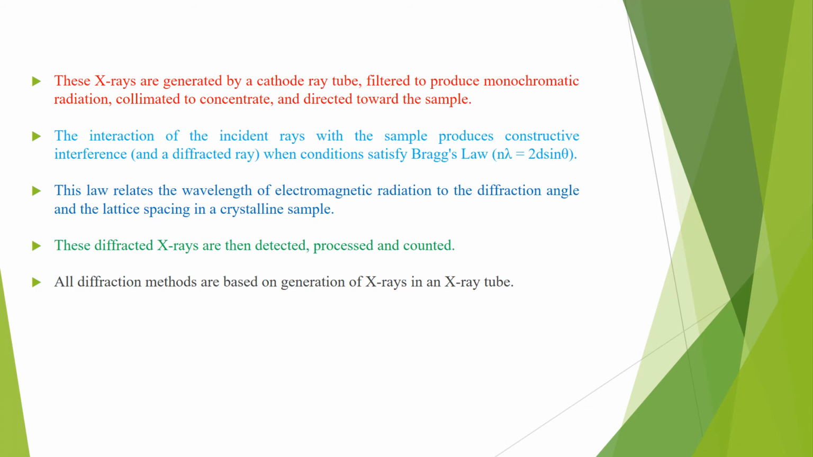The Bragg law gives the relationship between the wavelength coming from the X-rays and the diffraction angles which occur after striking the single crystal, and it also gives information about the spacing of the layers of a crystalline material. These diffracted X-rays are then detected, processed, and counted. All diffraction methods are based on generation of X-rays in the X-ray tube.